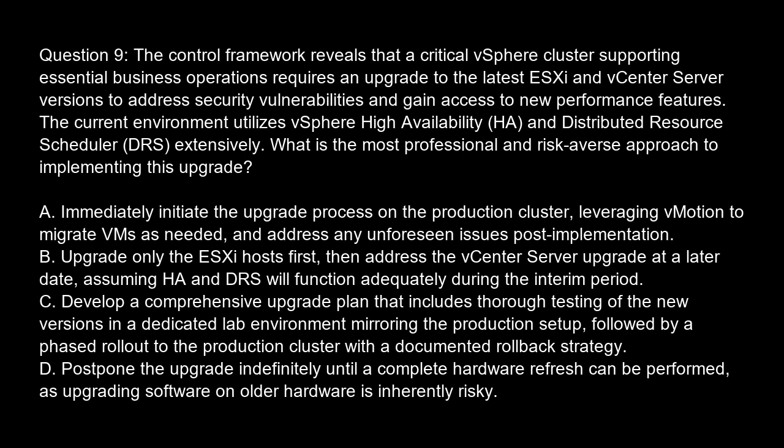Option C. Develop a comprehensive upgrade plan that includes thorough testing of the new versions in a dedicated lab environment mirroring the production setup, followed by a phased rollout to the production cluster with a documented rollback strategy. Option D. Postpone the upgrade indefinitely until a complete hardware refresh can be performed, as upgrading software on older hardware is inherently risky.